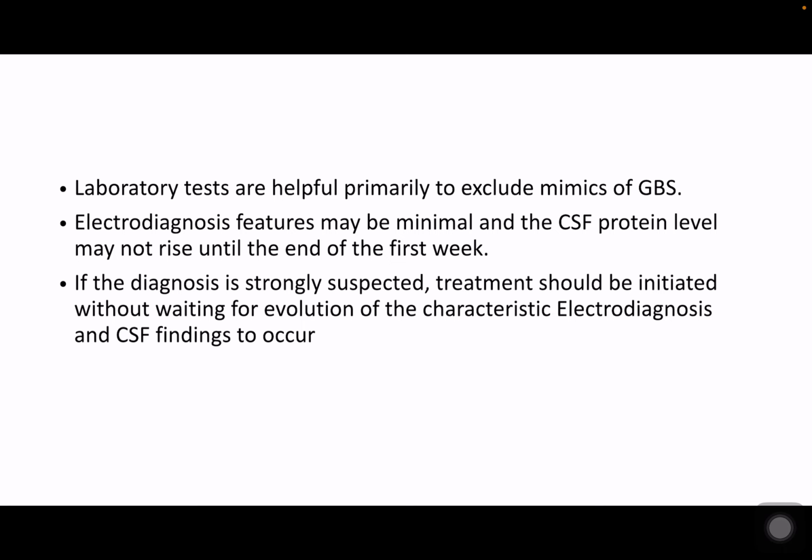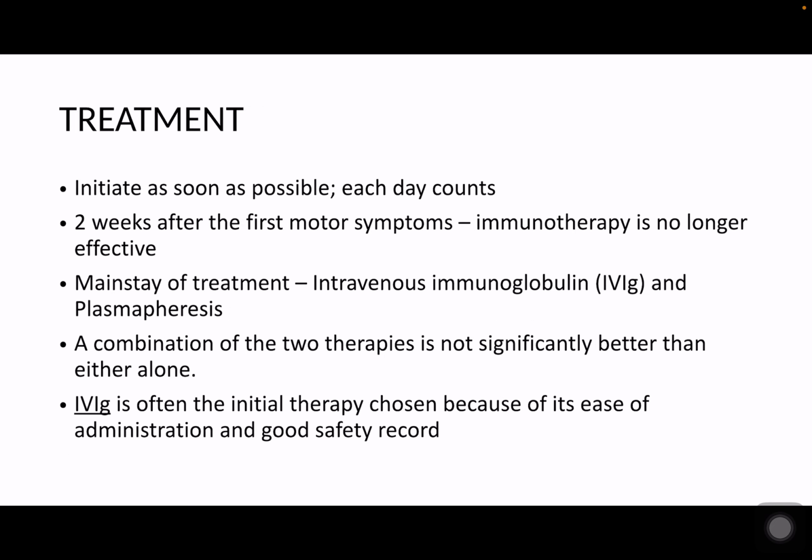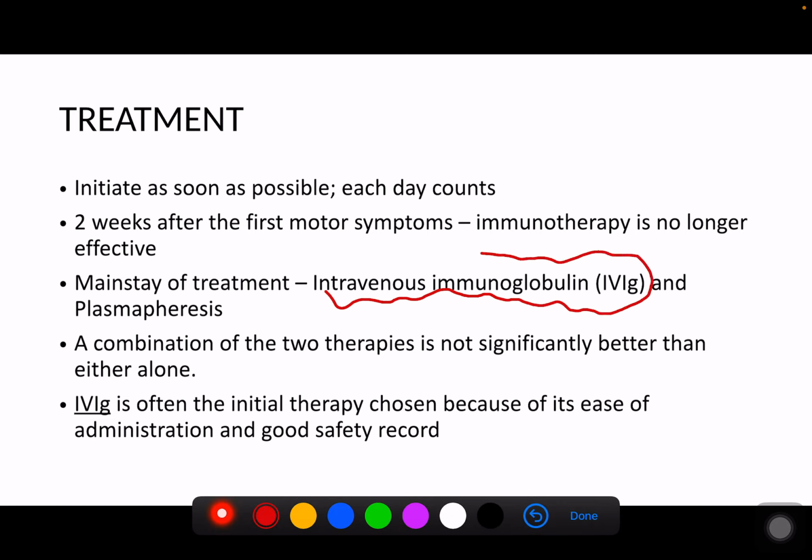So if it's initially clinically diagnosed that this is GBS, just go for treatment, okay. So initiate treatment as soon as possible. Two weeks after the first motor symptom, immunotherapy is no longer effective, okay. The mainstay of treatment is intravenous immunoglobulin. So this is the mainstay of treatment, okay.